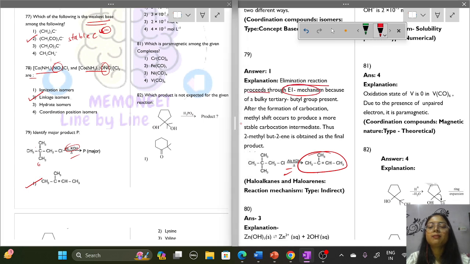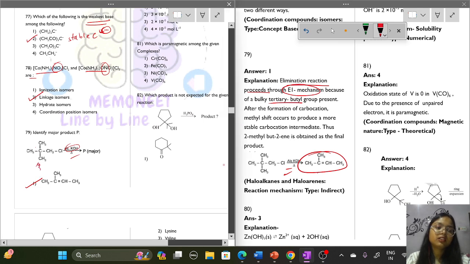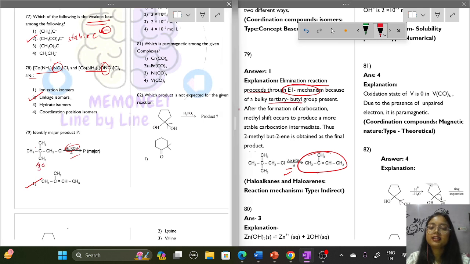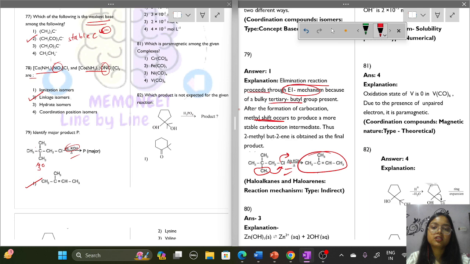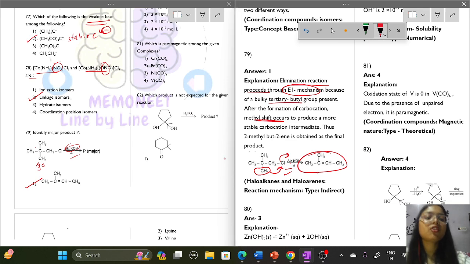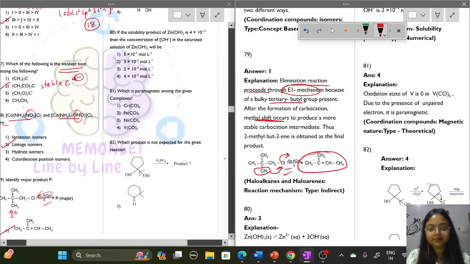Or you can say even the mechanism is followed because of a bulky tertiary butyl group. Yeah, this is tertiary only. The tertiary butyl group is present, and after the formation of the carbocation, a methyl shift occurs. This methyl is shifted here and the chlorine is removed. So this is the final product. Option number 1 is the final product.